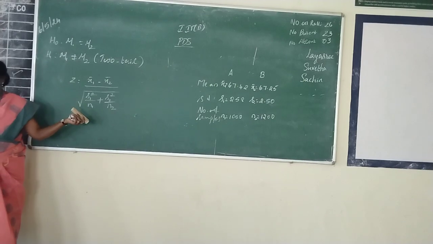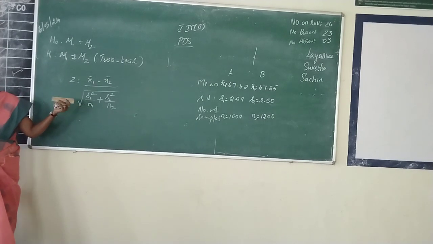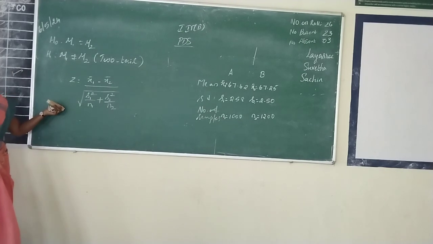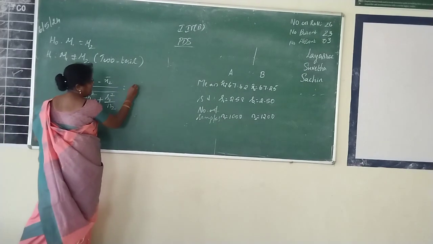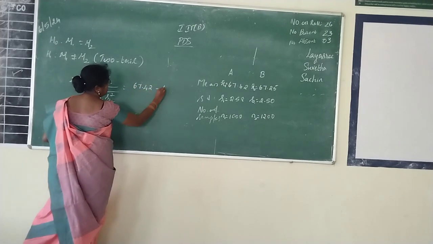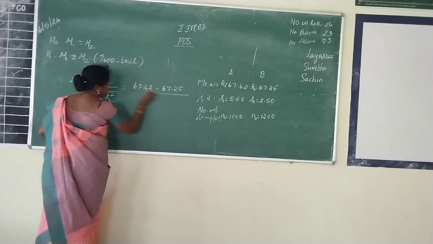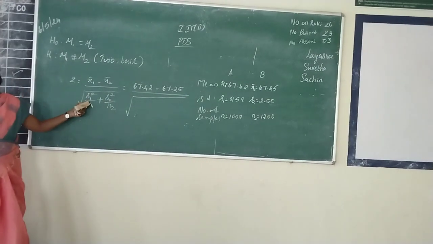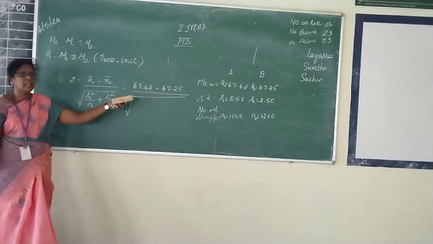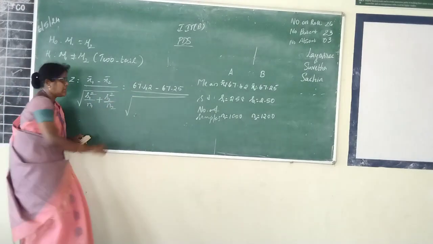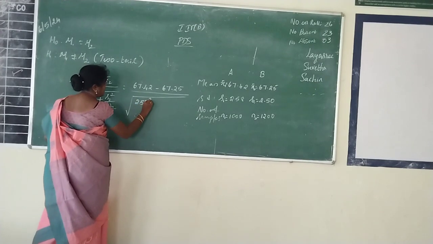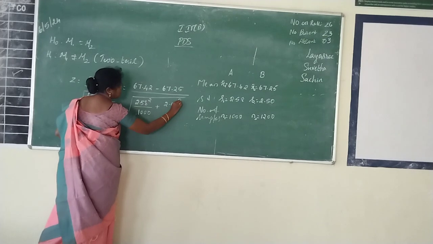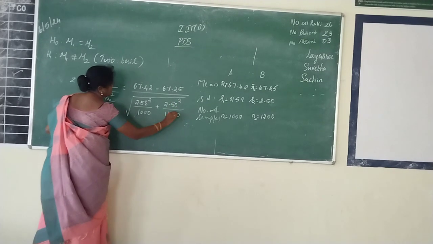Everything is given directly. Just substitute in the formula and take your answer. So this is your formula: x1 bar is 67.42 minus 67.25, divided by the square root of s1 square by n1 plus s2 square by n2. What is the S1 value given? 2.58. So 2.58 square by 1000 plus 2.50 square by 1000.